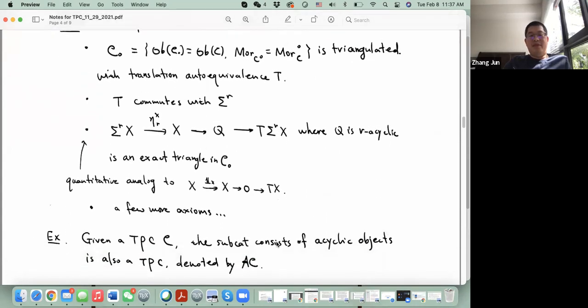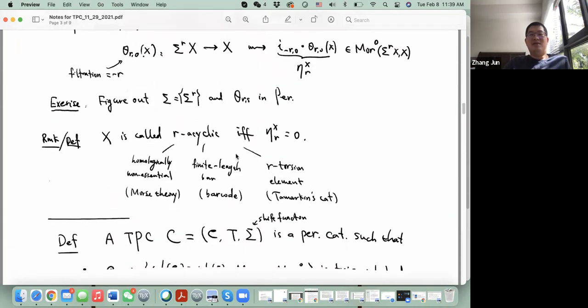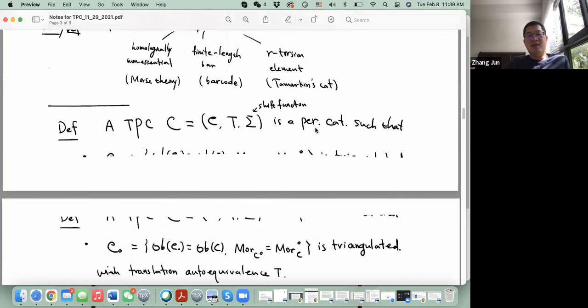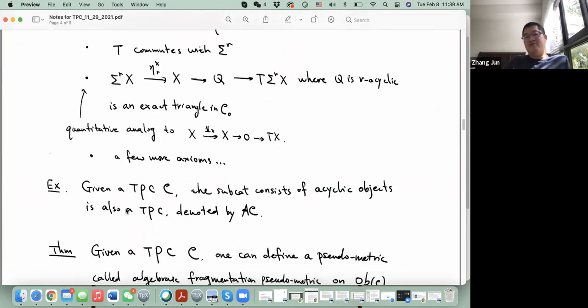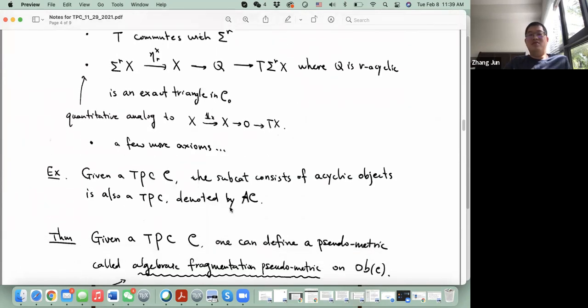Okay. Now here's some example. I think this example will be important in the later part of this talk. If I give you a TPC, you will consider a subcategory consisting of acyclic objects. So again, what does acyclic mean? Acyclic means that you have this almost identity map equal to 0. And this also will form a TPC, satisfying all the properties here. It's sometimes denoted by AC, acyclic persistence category.